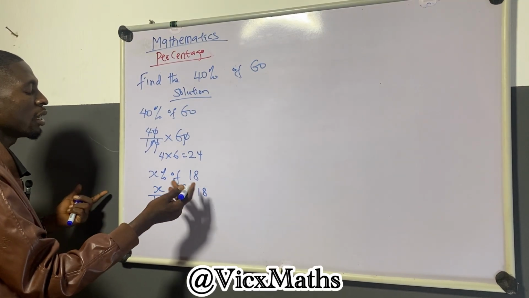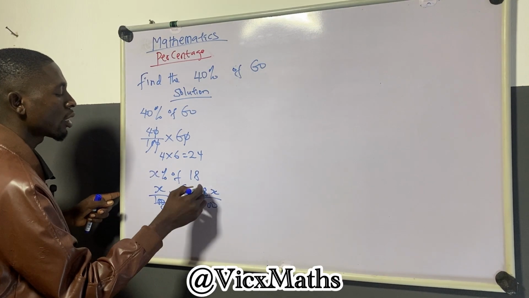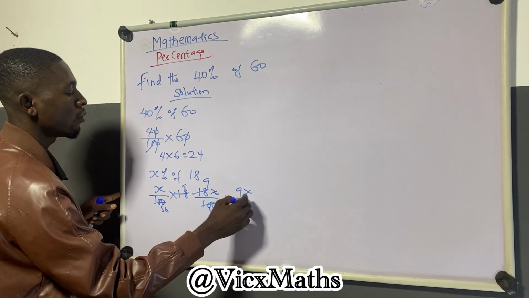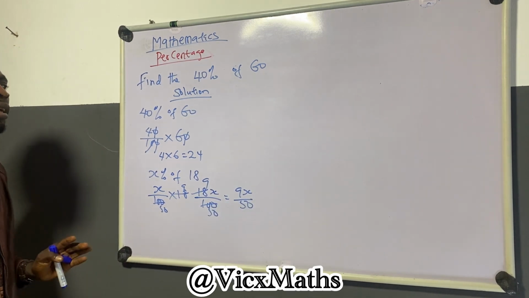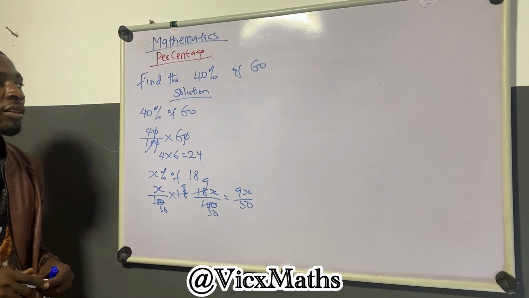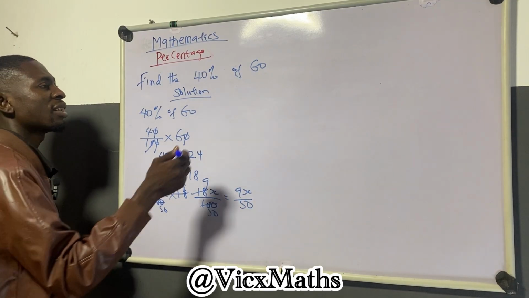Even if you leave it like this, you have 18 times x is 18x all over 100. What can go? 2 here, 9, 2 here, 50. So our answer is 9x all over 50. That's fine. So now let's go into what we call increase and decrease in percentage. You see how fast this is, but this is very simplified.